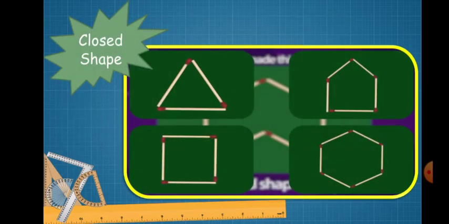Let me look at closed shapes. Look at this triangle. Is it closed? Yes, it is a closed shape. Look at this square, pentagon and hexagon. These shapes are closed. Closed shapes have their sides joined together without gaps.